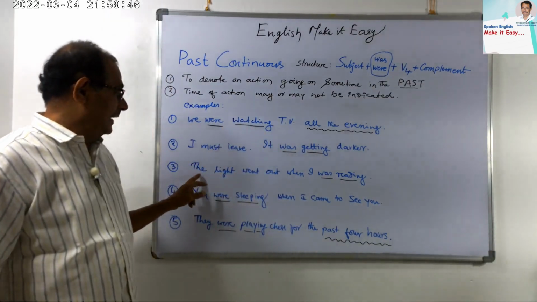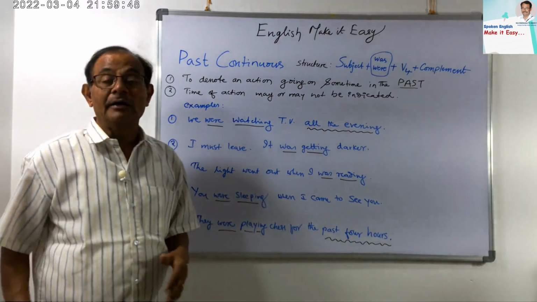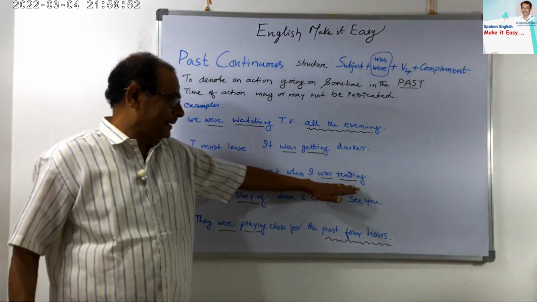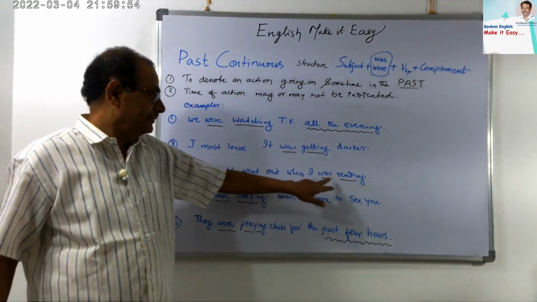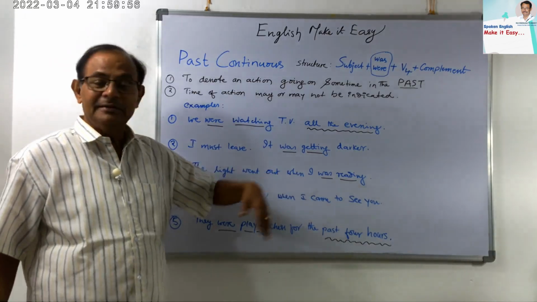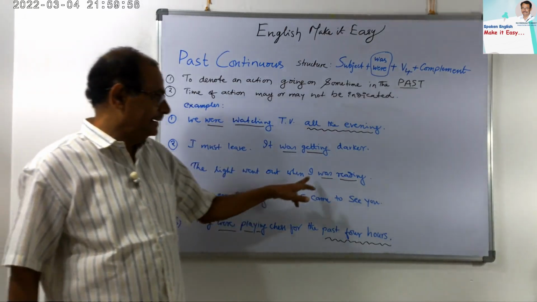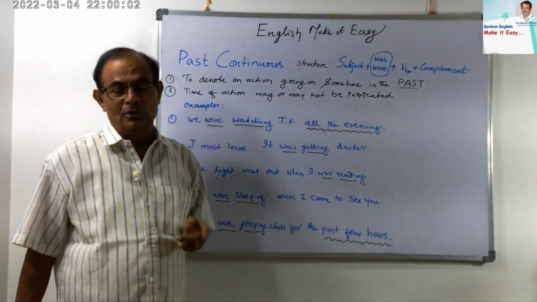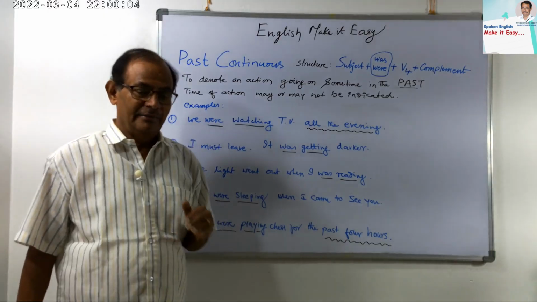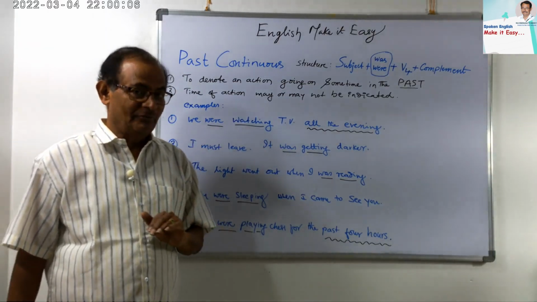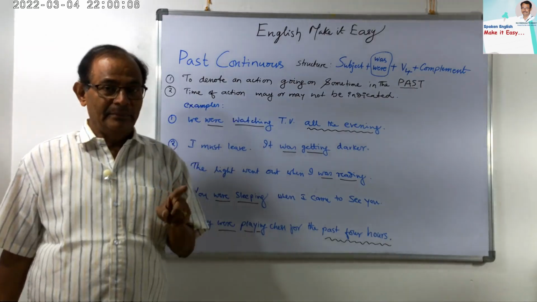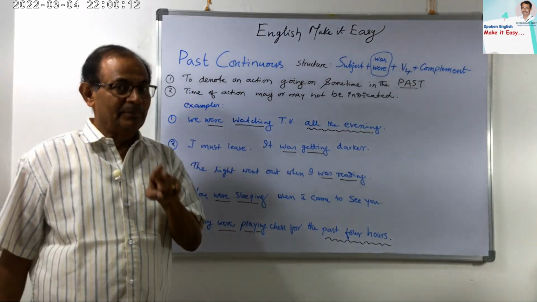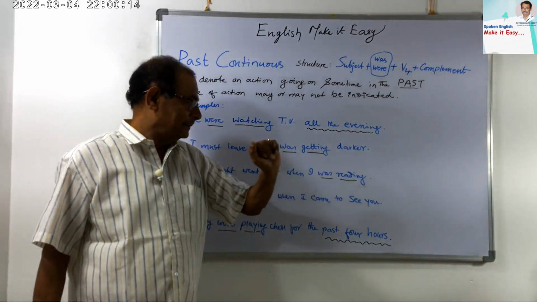Next, the light went out when I was reading. So this is the past continuous, was reading. Here I will be treated as singular only. I was, not I were. We don't say I were. You will always take were, but I takes am, and in the past, was. Okay, please remember that.